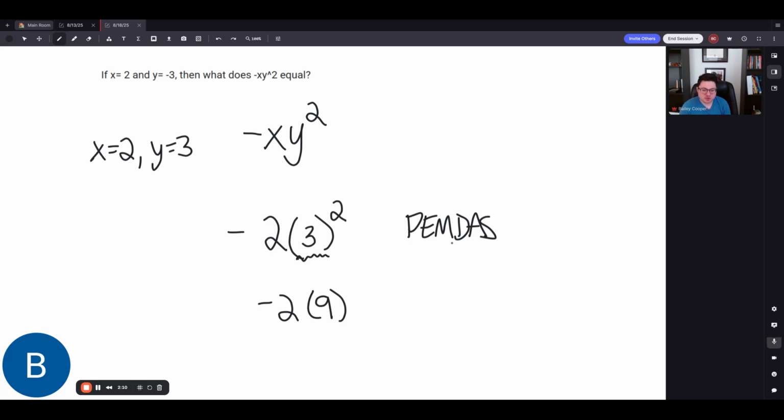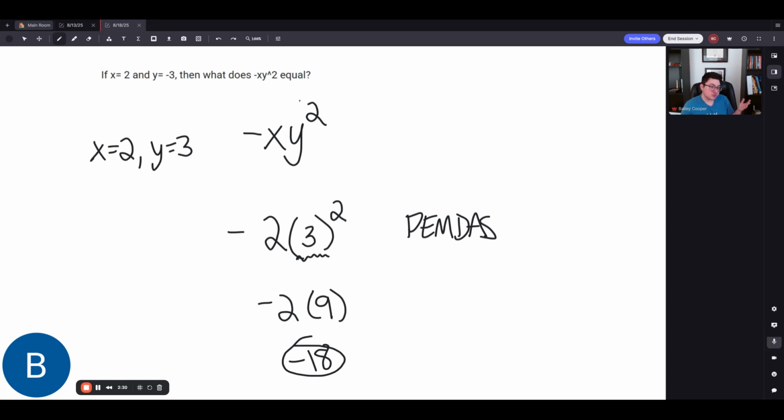And then the next step is multiplication. When two numbers are next to each other, it means they're being multiplied. So we have this -2 times this 9. That's going to give us -18. And then we're done. We don't have anything else to do to simplify it. So -18 is our answer.